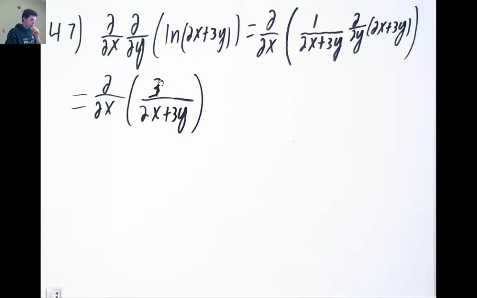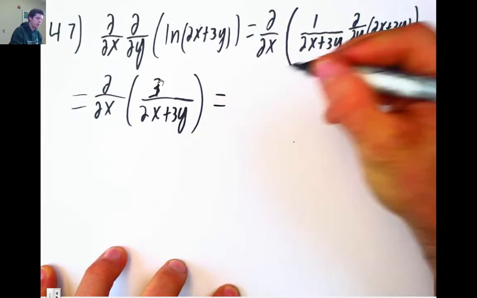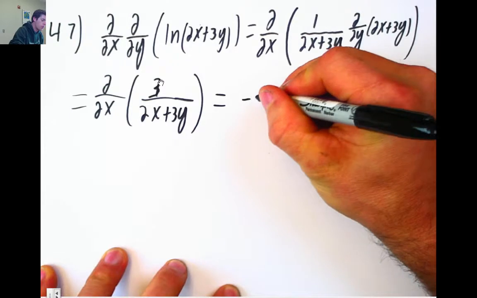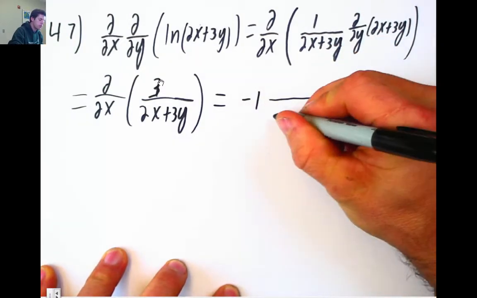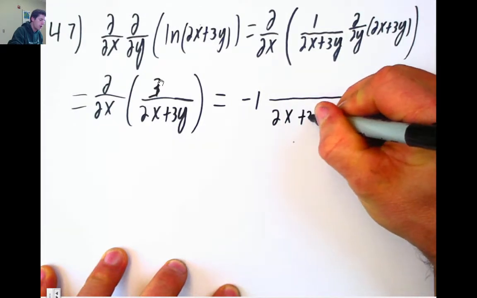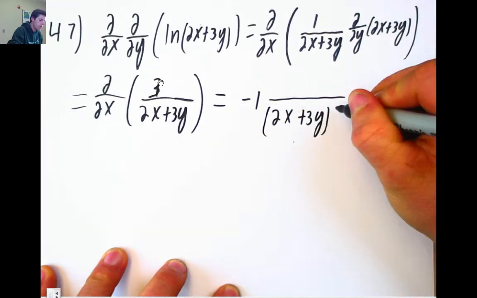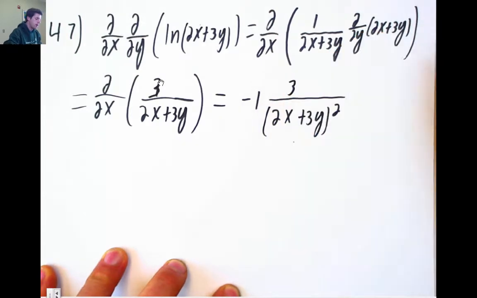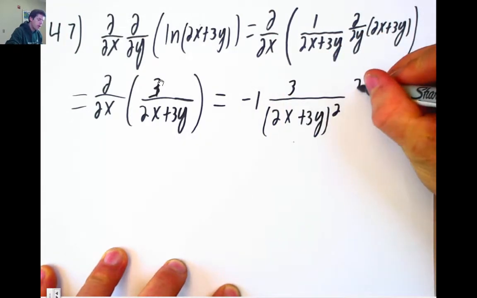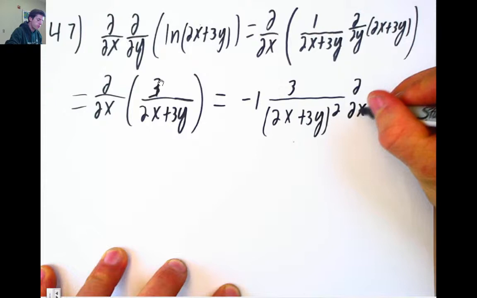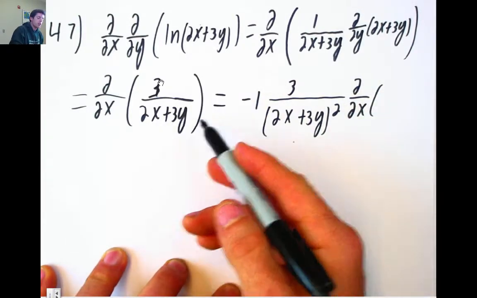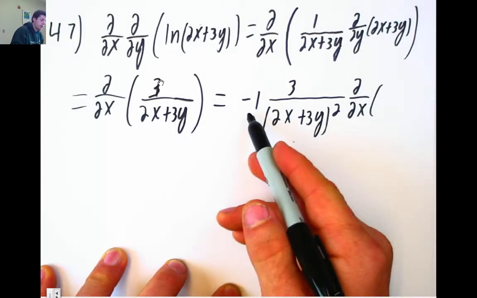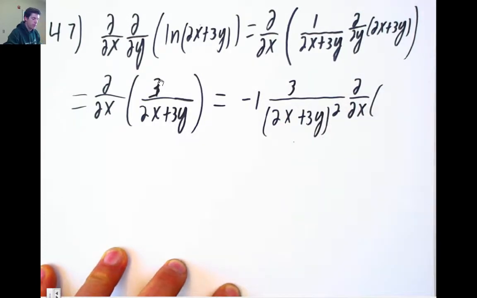The derivative of 1 over something, that's the derivative of something to the negative first power. That's negative 1 times that thing to the negative second power. So let's see, 2x plus 3y squared, okay? I still got that 3 up there, and then following the chain rule, I still need to calculate the derivative with respect to x of that something, right? So again, the derivative of 1 over something is 1 over something squared times negative 1 times the derivative of that something, 2x plus 3y.